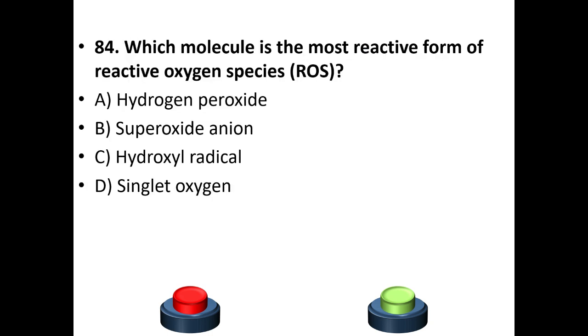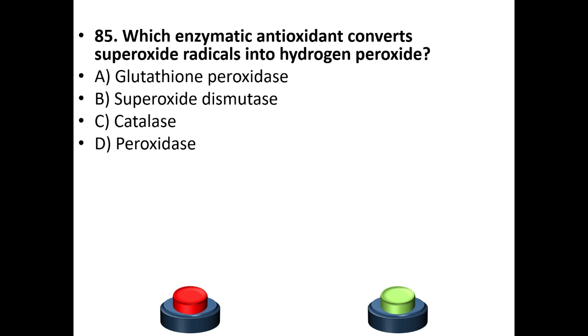84. Which molecule is the most reactive form of reactive oxygen species? Hydrogen peroxide, superoxide anion, hydroxyl radical, singlet oxygen. Which is the answer? Your answer is C, hydroxyl radical. Hydroxyl radical.